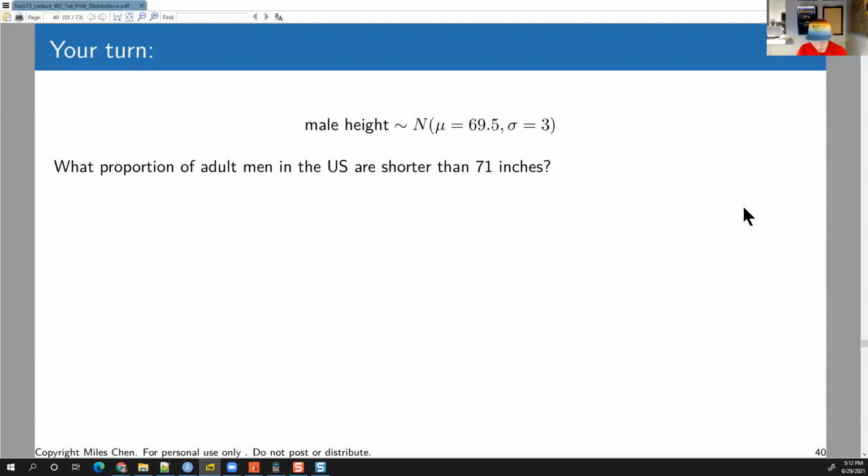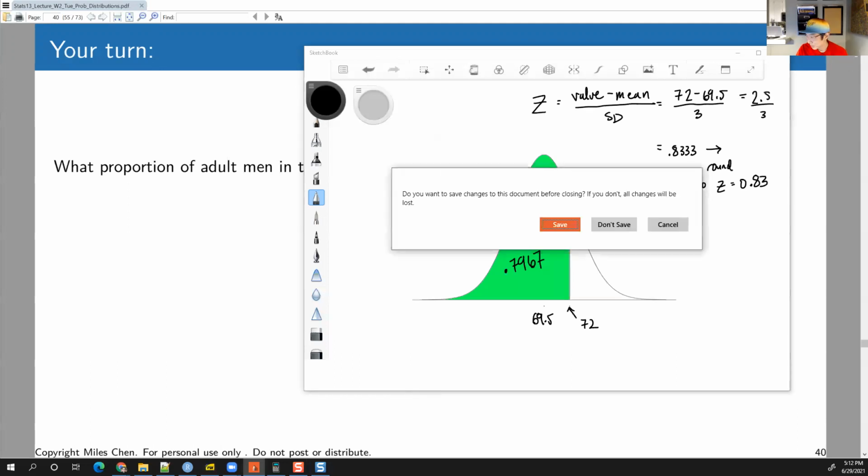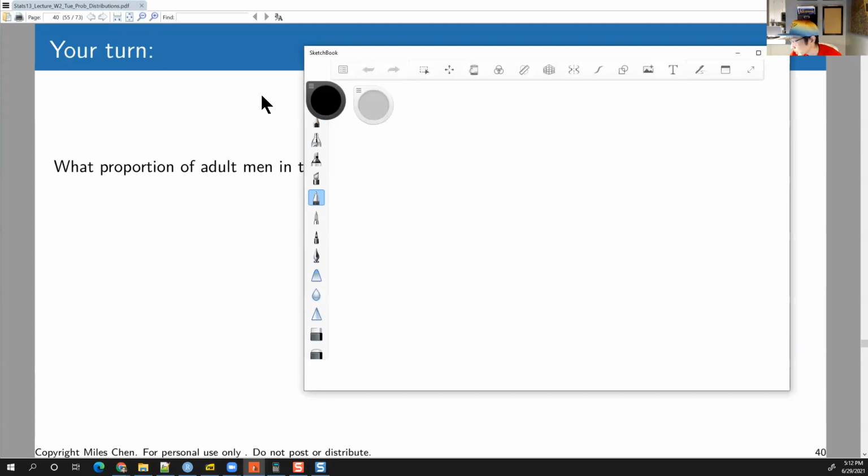All right, so we'll just do it real quick. Again, our z-score is our value minus the mean divided by our standard deviation. We're asking about 71 inches. Our mean is 69.5. We divide by a standard deviation of 3. So 71 is only 1.5 inches above the mean. Each standard deviation is 3 inches, so this is 1/2 of a standard deviation above the mean.